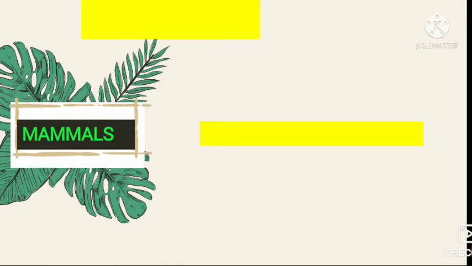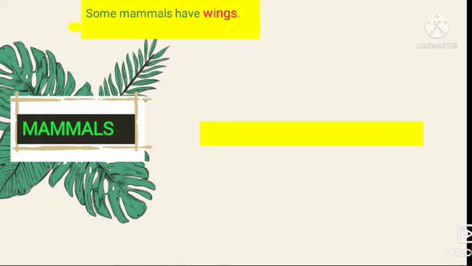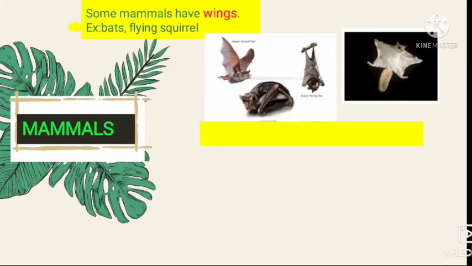Next, another characteristic of mammals: some mammals have wings, such as the bat and the flying squirrel. They can fly, but it's a different story. Bats can flap their wings to really fly, but the flying squirrel actually glides. It only climbs up until it reaches a high place, and then it slides down with its fur that looks like wings, so it is actually gliding.